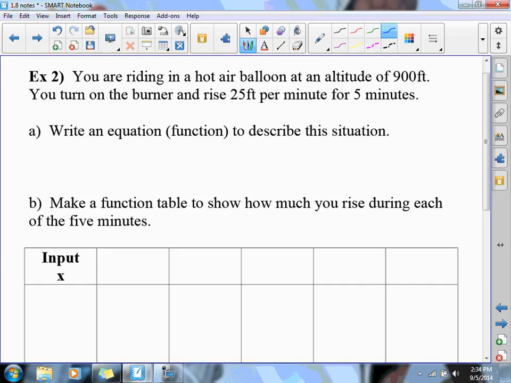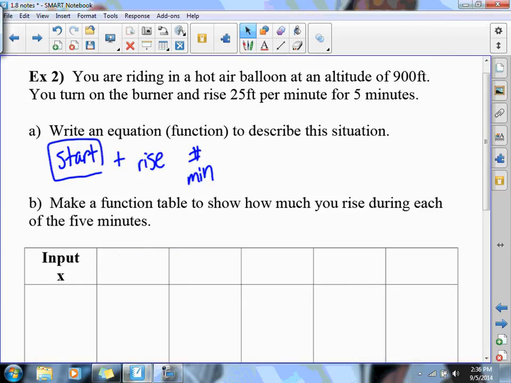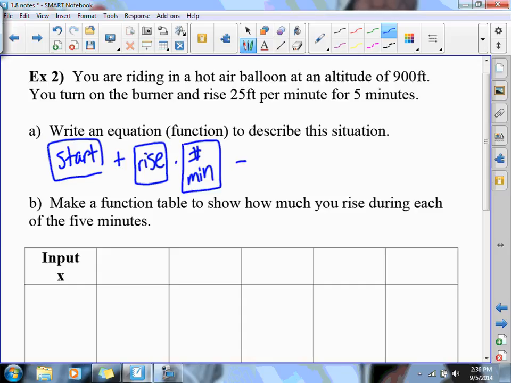So you're starting at a certain height. You have your starting height. I'm just going to write a little word model here. And then you turn on the burner and you rise a certain amount for a certain number of minutes. So you would take that distance that you rise and you would multiply it by the number of minutes. Like I said, you would take that rise and multiply it by the number of minutes that you rise. So I'm going to put a box around how far you rise, and we're going to times it by the number of minutes. And then that will get you your final height.